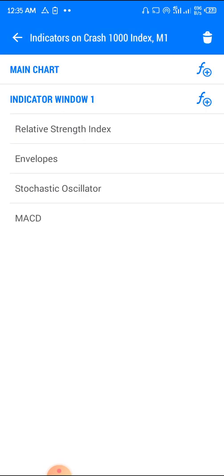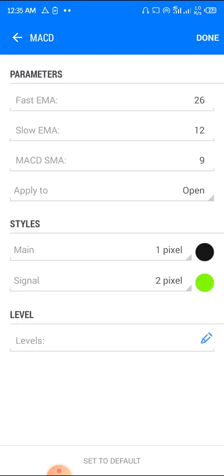Now the last indicator you'll be needing is the MACD, and these are the settings of the MACD. Just follow everything that is displaying on your screen like this. Once you are through with everything, click on done.